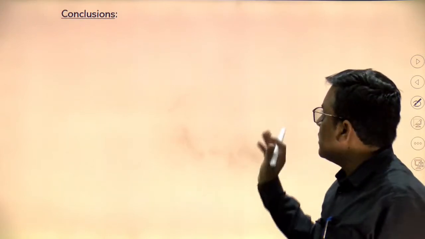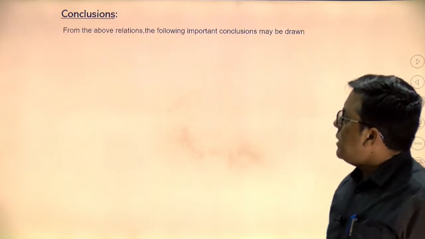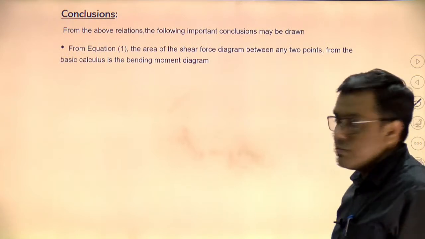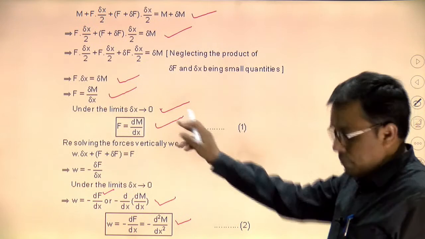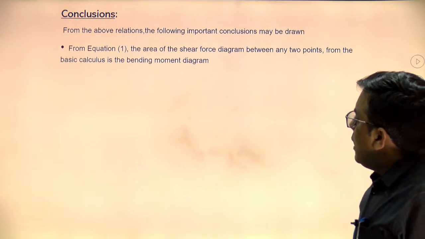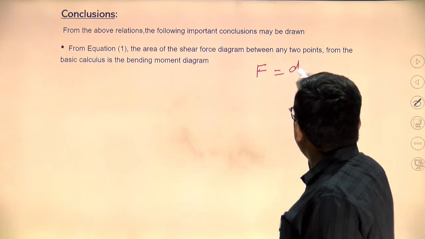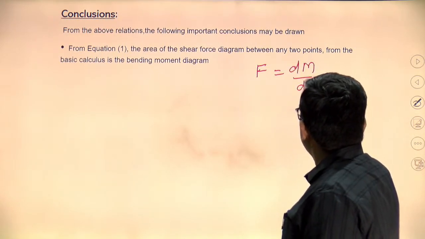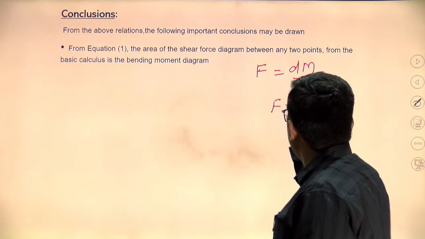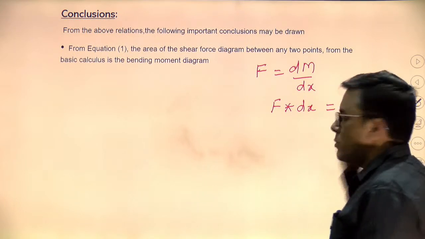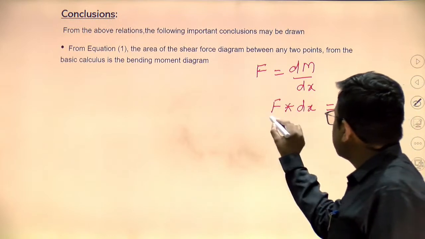Now what can we conclude from this? What is the basic conclusion we can establish? First, important conclusions can be drawn from equation 1. What is equation 1 here? Equation 1: f equals dm over dx. What are we observing here? Let me write this. f equals dm over dx. So what can I write? f into dx equals dm. What basically is it?